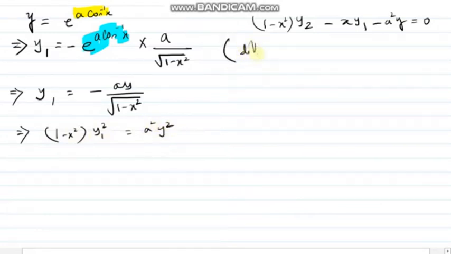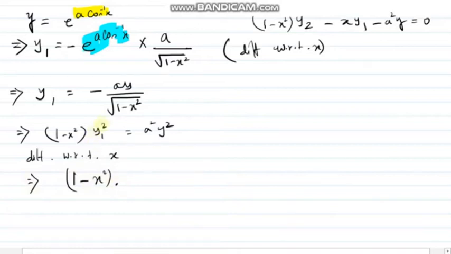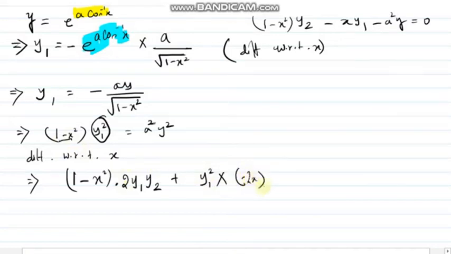This is differentiating with respect to x. Whenever you do, please write it. Next line, if I differentiate with respect to x, can we write 1 minus x square into d/dx of y1 square? What will be d/dx of y1 square? That will be 2 y1 y2, right? Plus y1 square into d/dx of 1 minus x square. d/dx of 1 is 0, and d/dx of minus x square will be minus 2x.